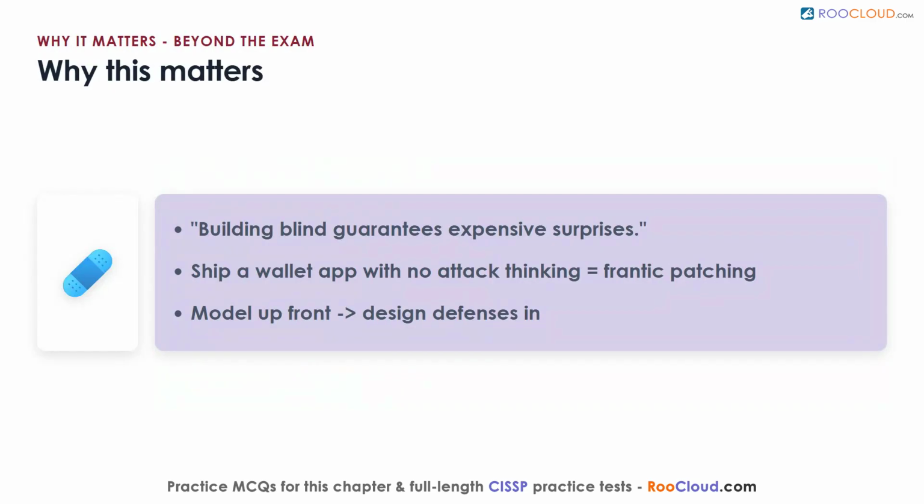Because building blind almost guarantees expensive surprises. Picture a team shipping a new mobile wallet with no thought to how it might be attacked. Months later, they are patching frantically while users lose trust. Model the threats up front, and you design defenses in from the start, far cheaper than bolting them on later. On the job, this is how you turn security from firefighting into engineering.